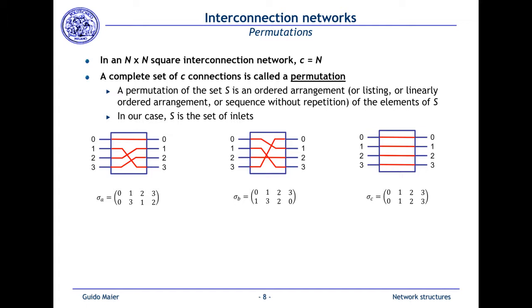And this is exactly equivalent to taking the set of inlets 0, 1, 2, 3, and exchanging the order of the numbers. If you list the outlets, you obtain a set that contains the same elements contained in the set of inlets, but in a different order. So when you set up all the possible connections in a square interconnection network, you are performing a permutation.